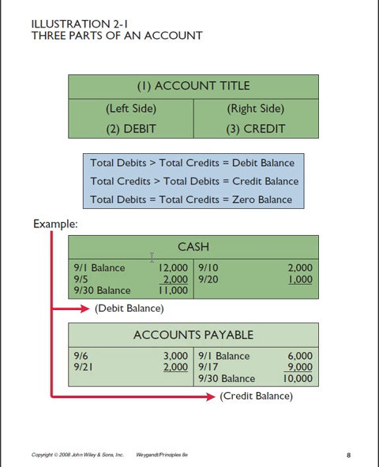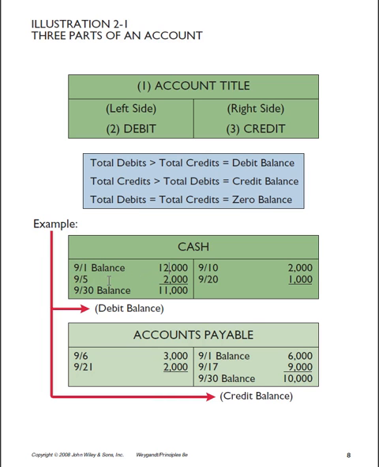An example over here is with the cash and the accounts payable. These are called T accounts. So this is a T account for cash, and this is a T account for accounts payable. And a transaction happened on 9/1. Actually, this was the balance of $12,000.